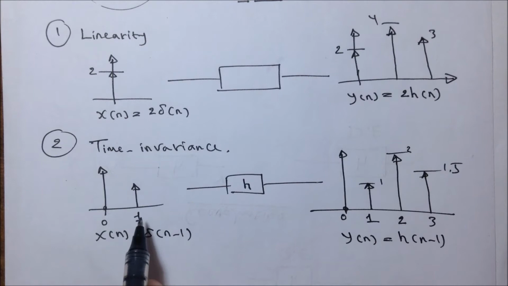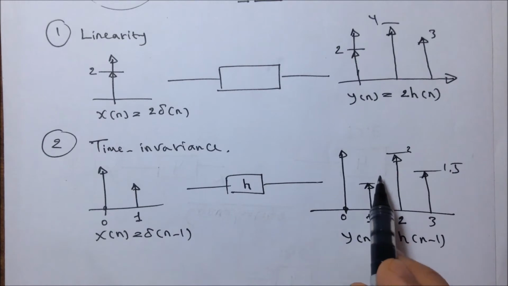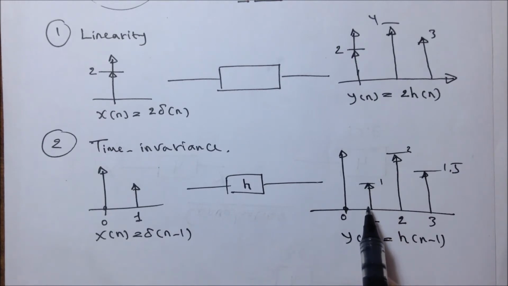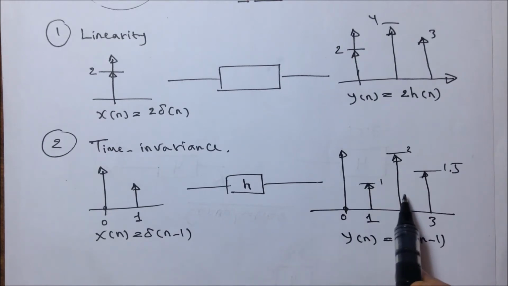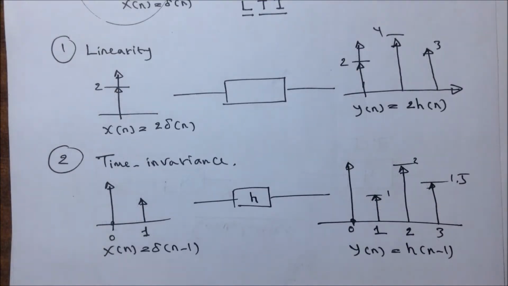So if it arrives at n equal 10, produce this output starting from n equal 10. So this impulse will be produced at n equal 10, and this one at n equal 11, and this at n equal 12, and so on. Now let's have a look at another example showing the two properties of the system at the same time.